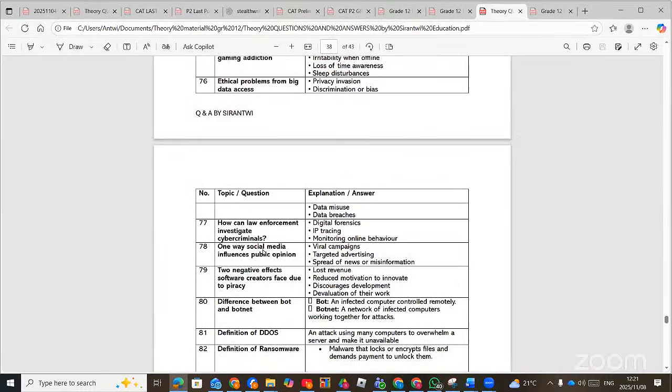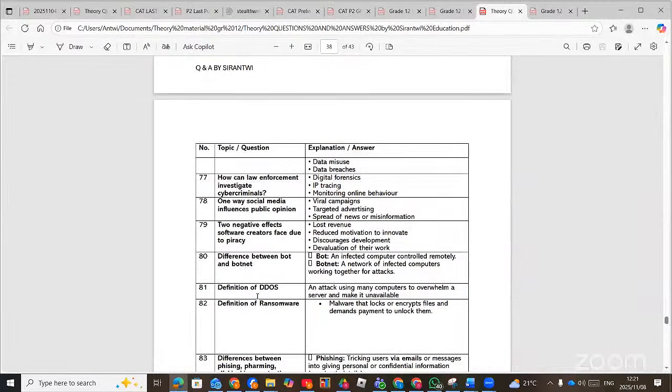Right. How can law enforcement investigate criminals? Digital forensics, IP address tracing, and then monitoring also. Definition of DDoS: an attack using many computers to overwhelm servers and make them unavailable. So they make your devices unavailable by attacking your devices or your account. Bot and botnet, they like asking to differentiate between them. So an infected computer controlled remotely is a bot, and then the group of bots is called a botnet.